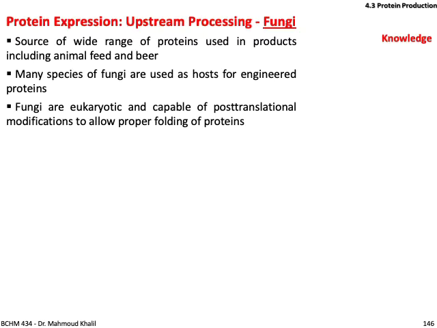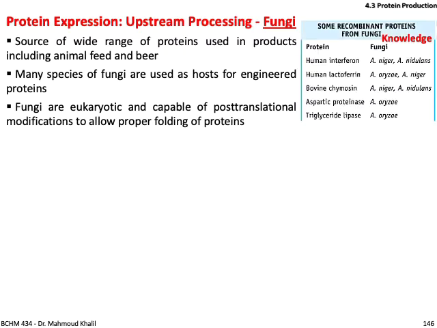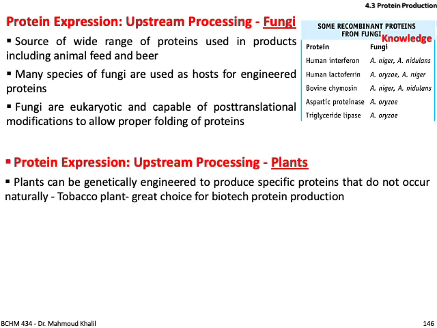Now we're talking about using fungi in upstream protein expression. We can use it as a source of a wide range of proteins used in products including animal feed and beer. Many species of fungi are used as a host for engineering products. These fungi are eukaryotic and capable of doing post-translational modification to allow proper folding of the proteins. You can see from this table, it's a knowledge table, some recombinant proteins that are being produced from different types of fungi.